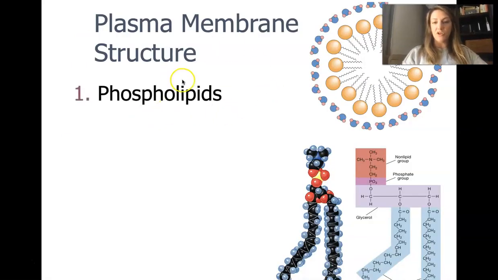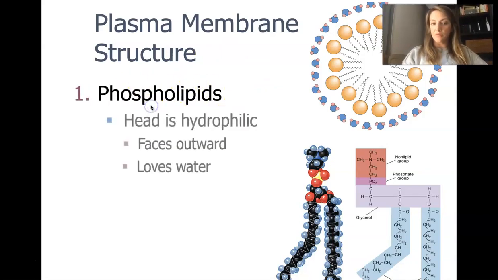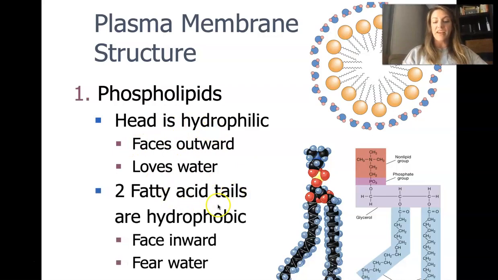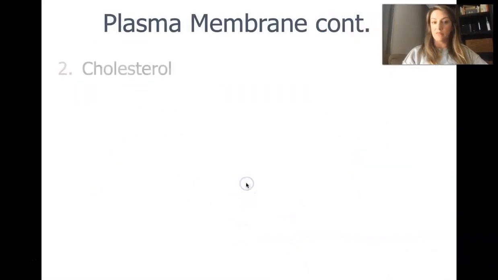So our basic structure, phospholipids are really important. We just said this in the other picture, right? Head is hydrophilic, faces outward. Hydrophilic means it loves water. The fatty acid tails that are hydrophobic then face inward and they fear water. And so we end up with that double layer.